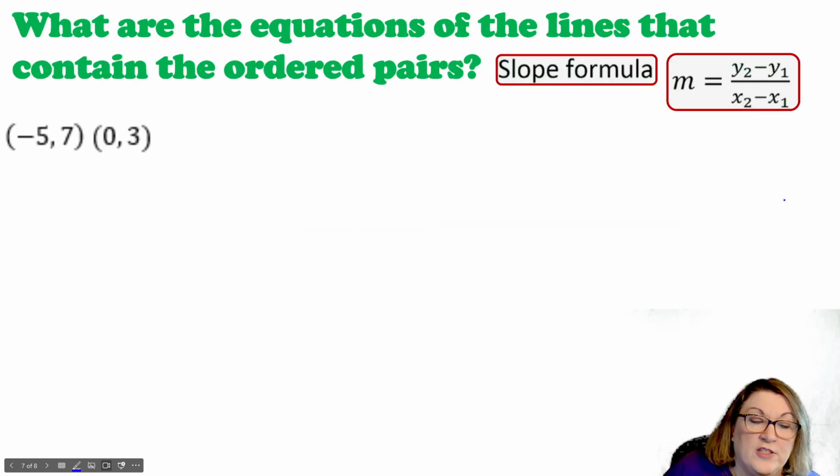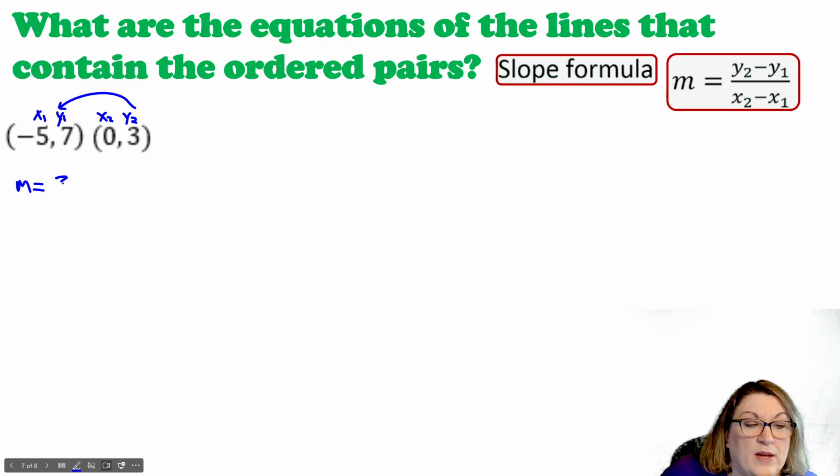So our first one is this one. And as you can see, I've got 2 points. This is my first xy. This is my second xy. So I'm going to label this one my 1's, this one my 2's. And so that means I'm going to subtract y2 minus y1. I'm following the formula over there on the right. So that would be 3 minus 7.